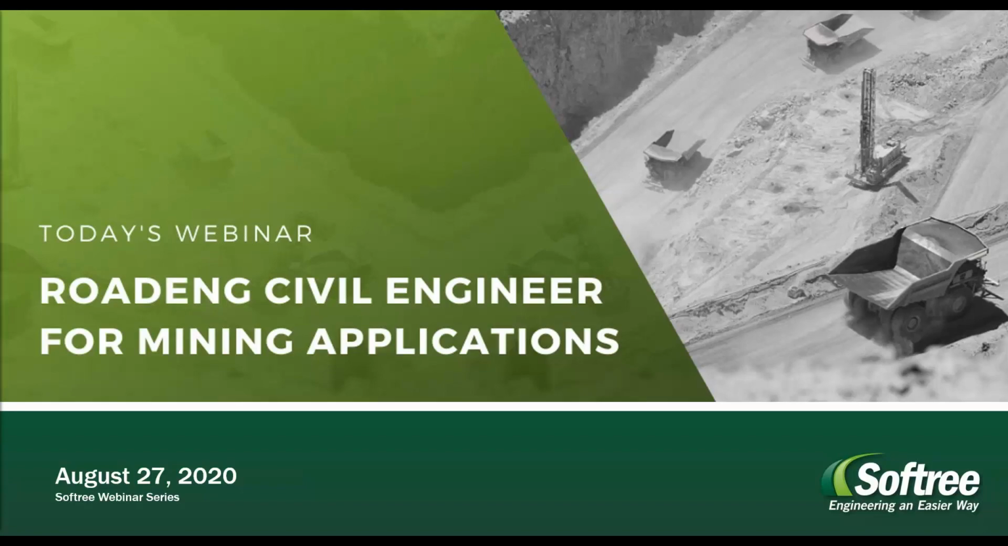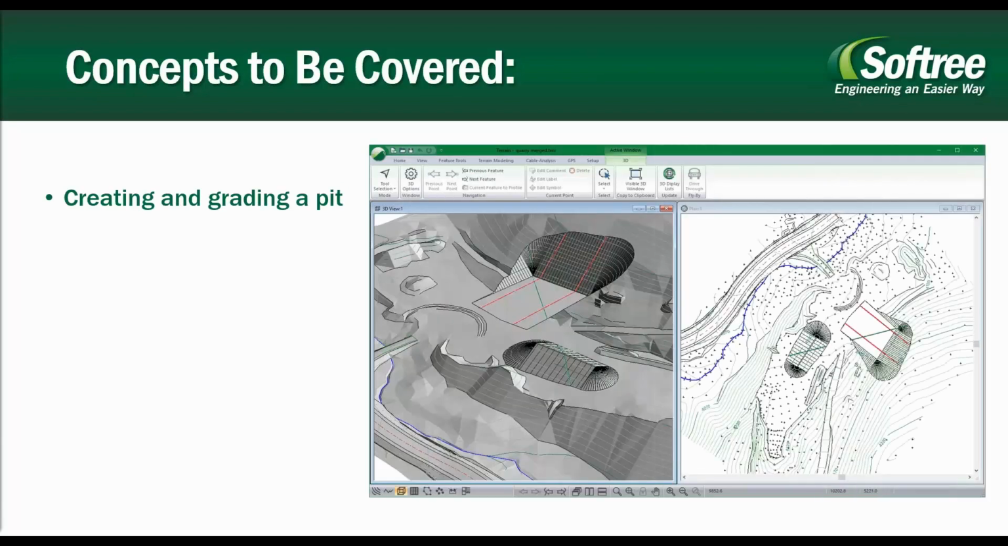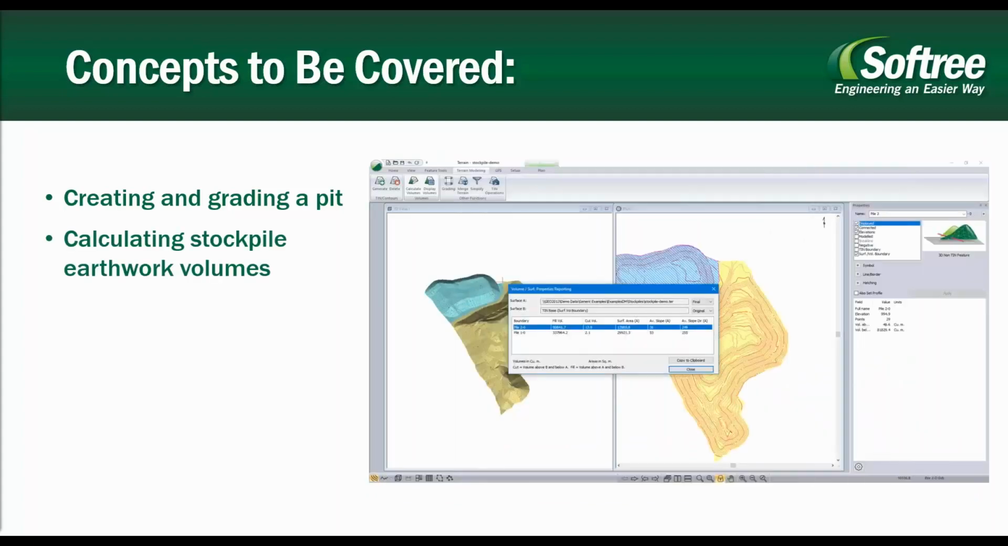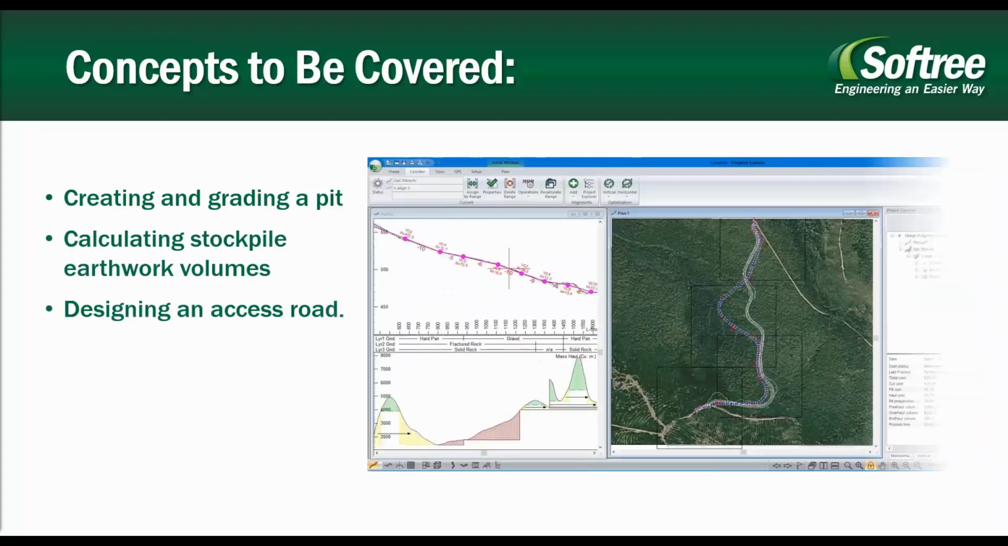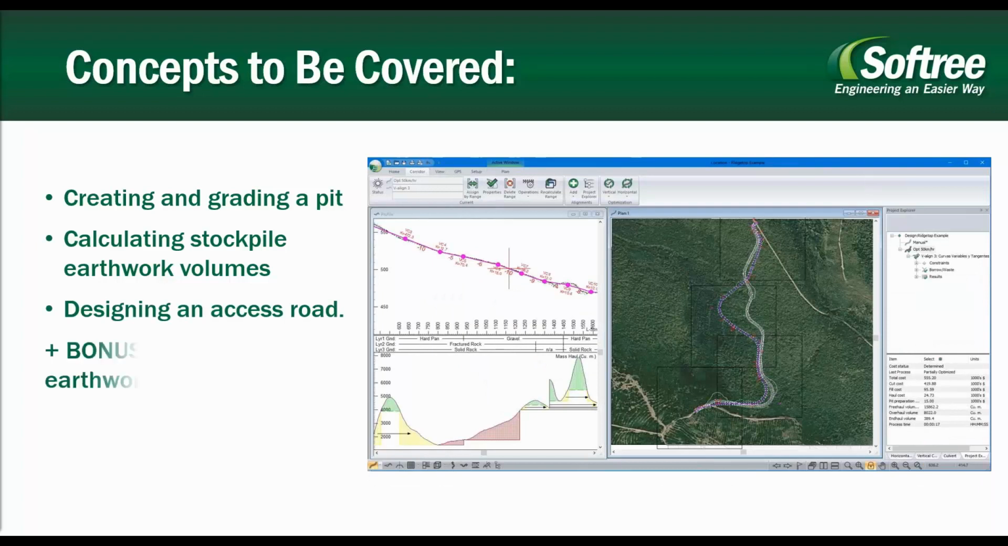Here is our quick agenda for today. The concepts we're going to cover, as I've mentioned, we're going to be looking at creating and grading a pit, calculating stockpile earthwork volumes, designing an access road, and lastly, that bonus haul road or access road earthwork optimization. All of this is going to be done in our RoadEng software, with the exception of the last part, where we've got our Softtree Optimal Earthwork add-on that we're going to be using.